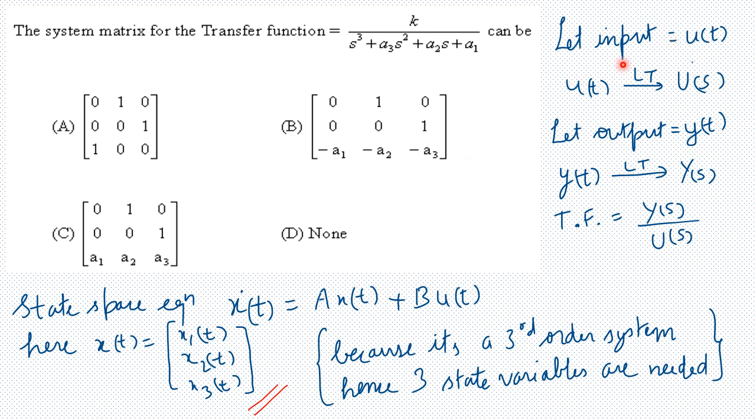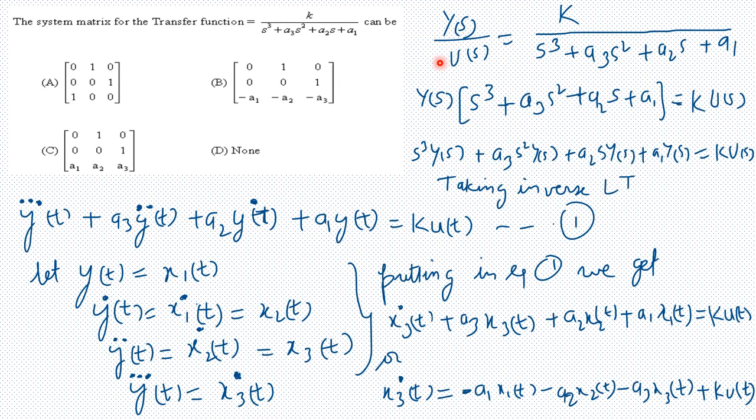Our input is u of t, so its Laplace transform is u of s. Similarly y of t is the output, and its Laplace transform is y of s. So the transfer function is y of s over u of s. Now we have defined our transfer function also. Now let us proceed. First we will equate our transfer function to the transfer function given to us.